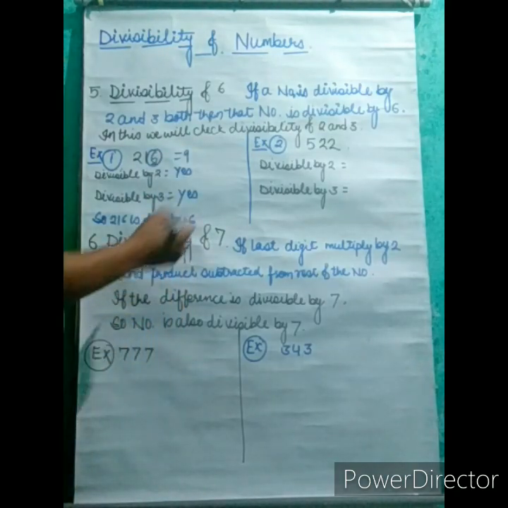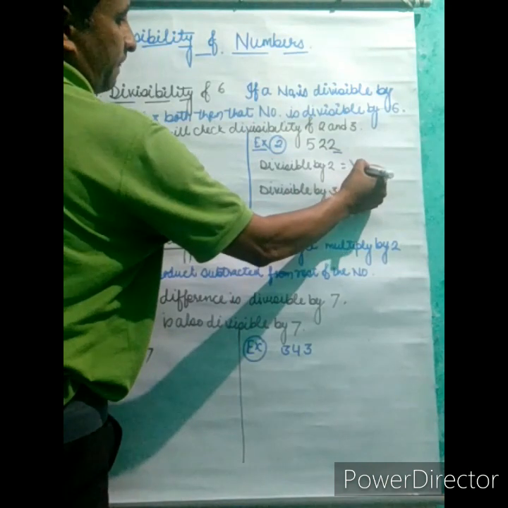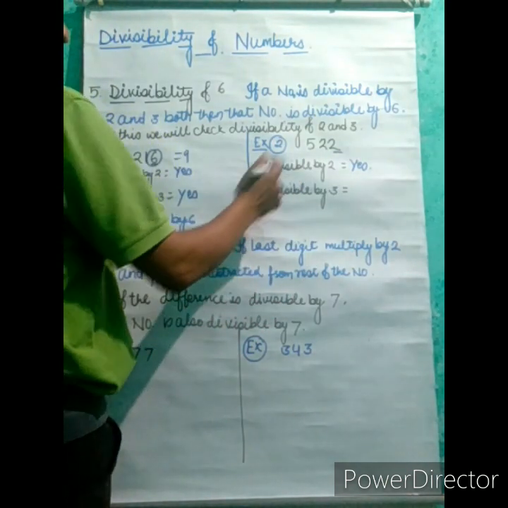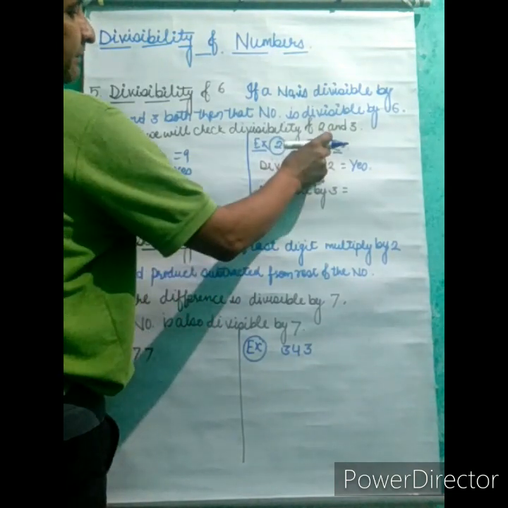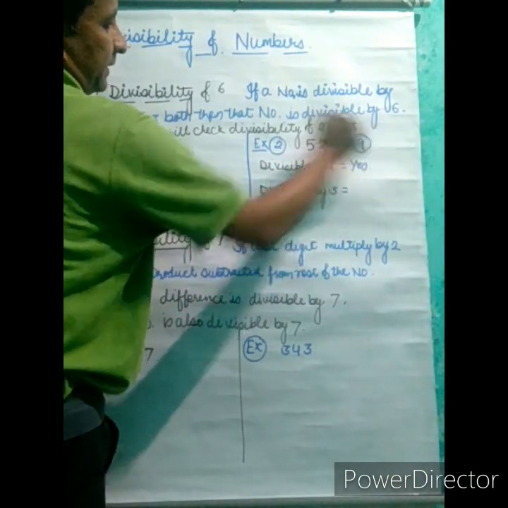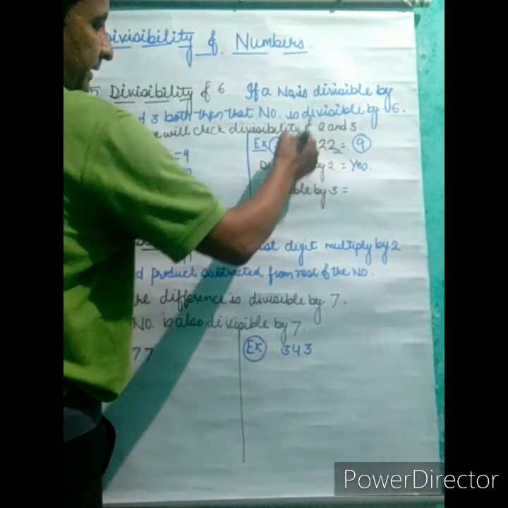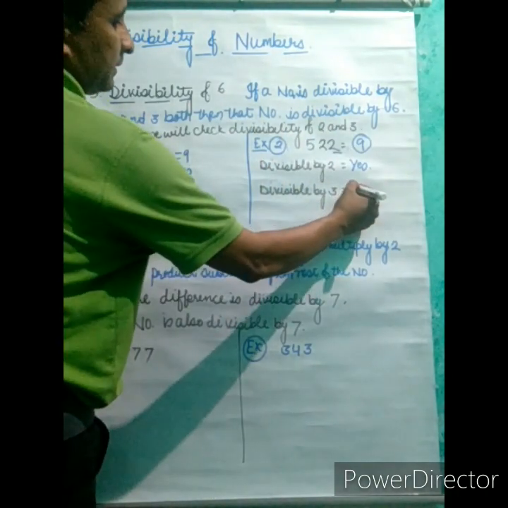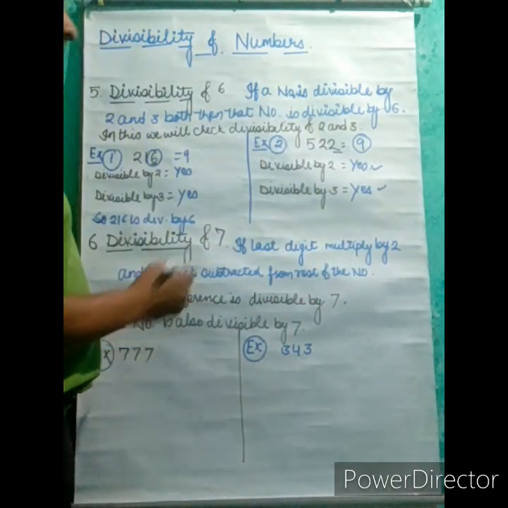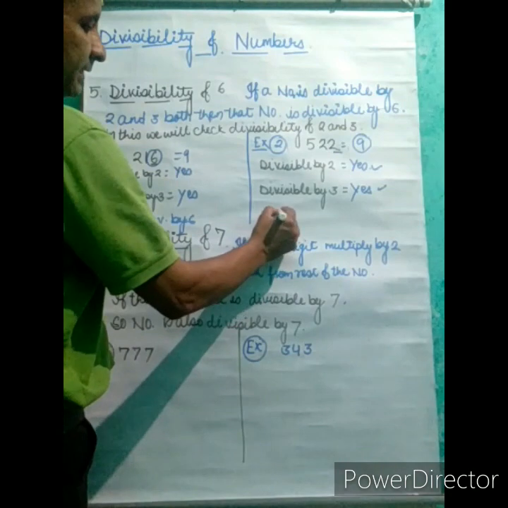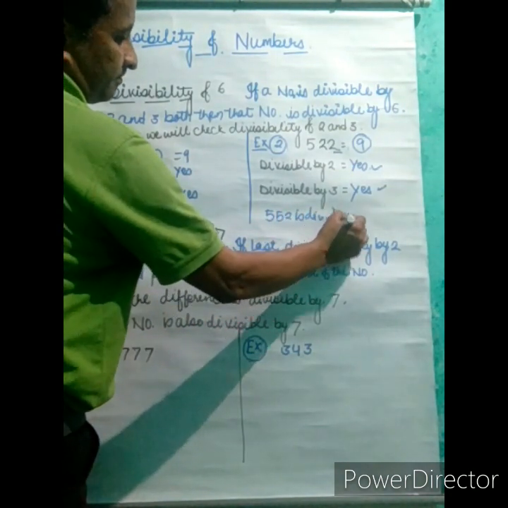Same here. At the ones place there is 2, which means it is divisible by 2. We will do the sum of the digits: 5 plus 2 is 7, plus 2 is 9. 9 is divisible by 3. So 522 is also divisible by 3. Now for both it is coming, yes. So we can write 522 is divisible by 6.